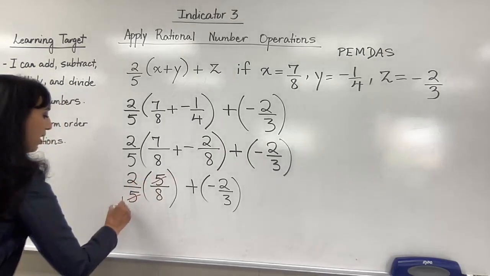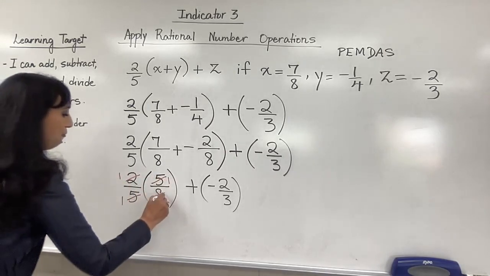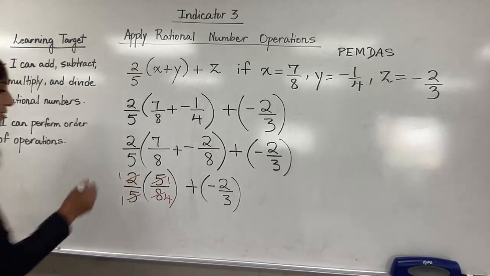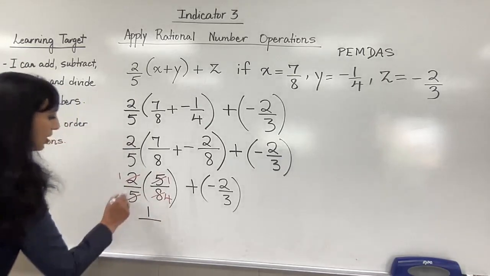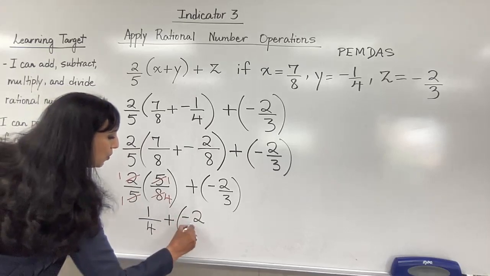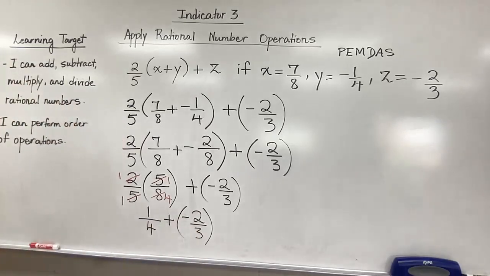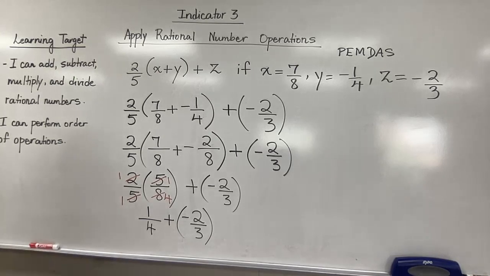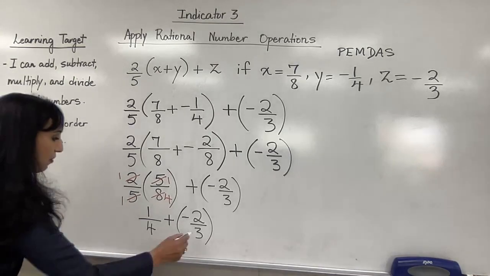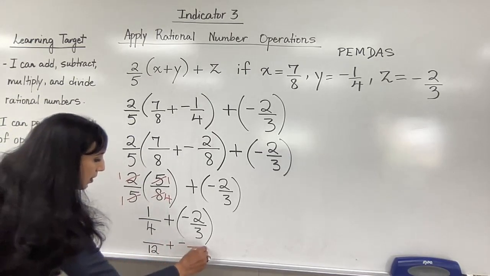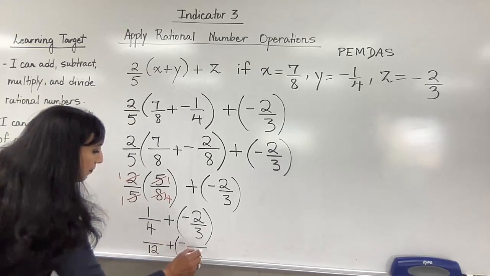So I'm going to simplify. 5 divided by 5, I get 1. 1 times 2 is 2, and 4 times 2 is 8. Okay. So I now have 1 times 1, which is 1, and 1 times 4, which is 4. 1/4 plus negative 2/3. Okay. And so I am again now going to simplify, by finding the common denominator. And my common denominator in this case from 4 and 3 is going to be 12. Okay. 12 over here.